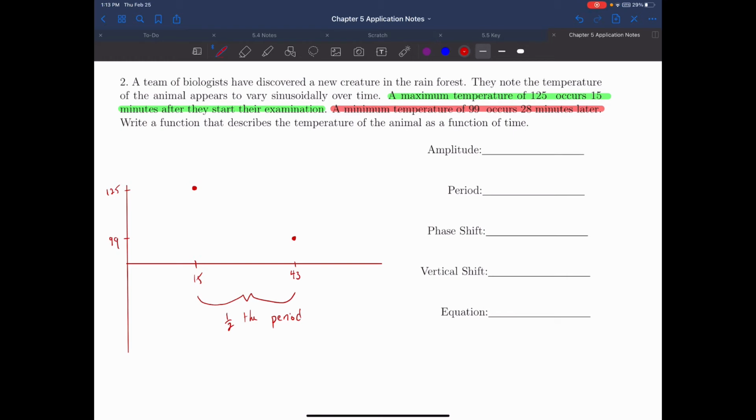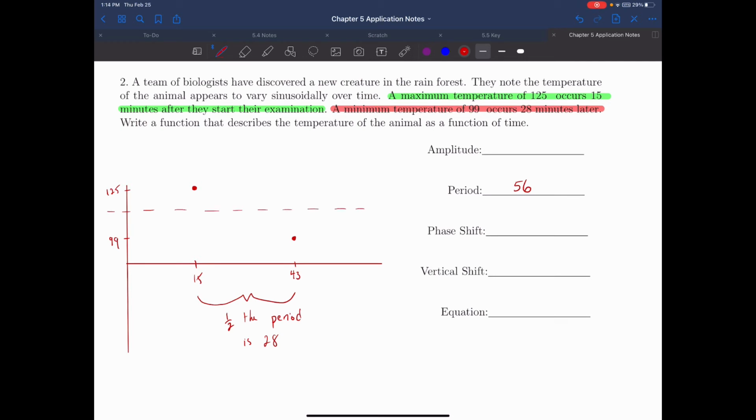Okay, half the period, so 43 minus 15 is going to be half your period. So if we just say, well, what is that? That's 28. So half of the period is 28. So that means your whole period is 56. Let's do our midline before we do anything else.